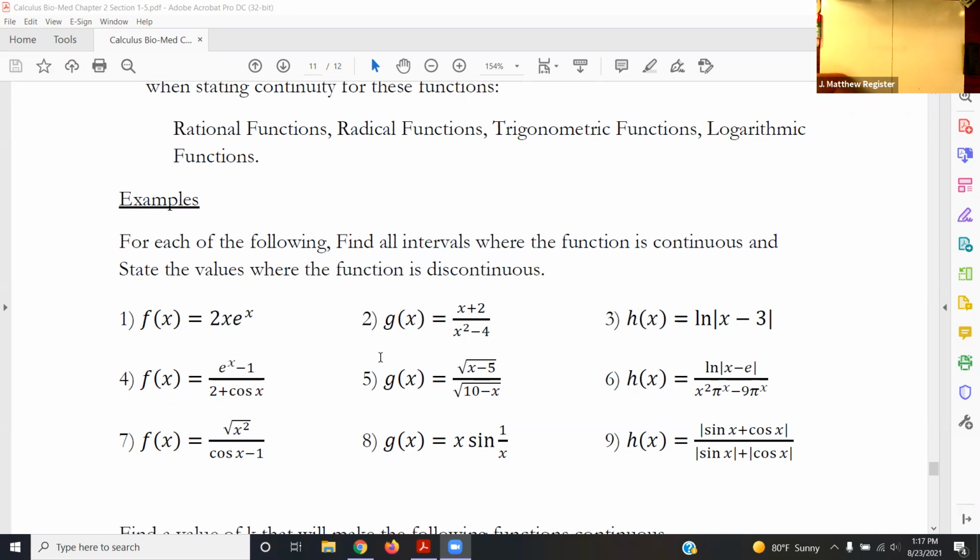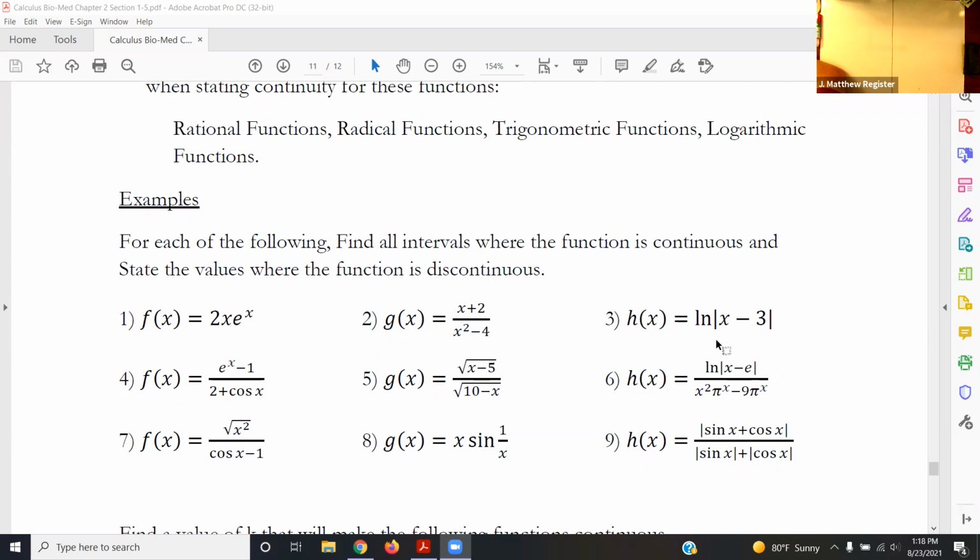Looking through these, we can actually just look through where the functions go wrong. And so for number 1, 2x e to the x, there are no points where this function goes wrong. It's a polynomial, or even a linear function, times an exponential. There's nothing wrong with this. It's continuous on its entire interval. For number 2, well, we have a denominator here. And if the denominator is ever equal to 0, that tells us that we are going to have a discontinuity. And our denominator is equal to 0 at +2 and -2.